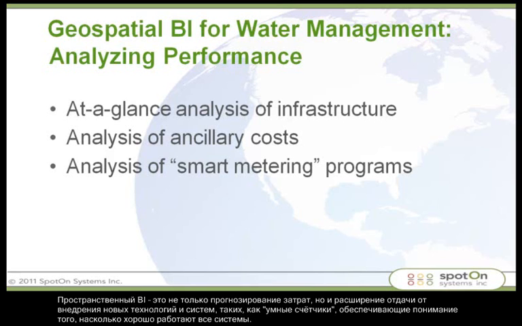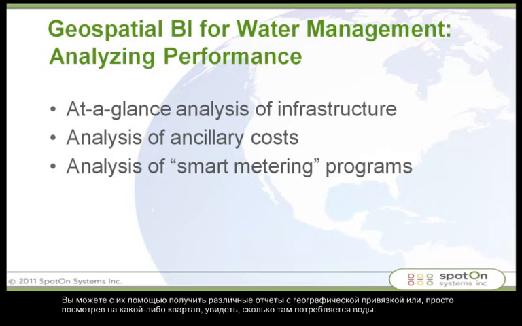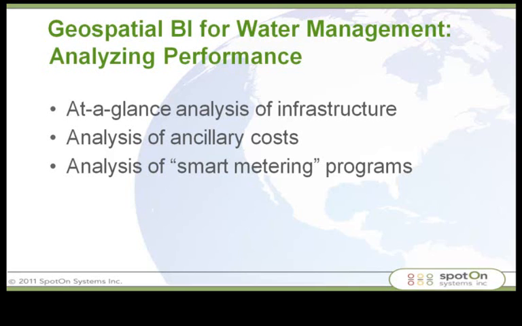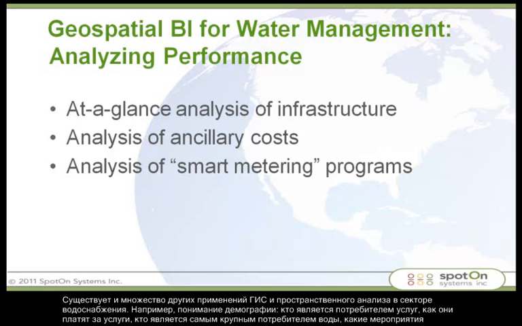So that's the analysis of the ancillary costs. There's also the potential analysis of new initiatives like smart metering. How well is it working? You could even think of scenarios where you could expose the reports geospatially, where somebody could go into their neighborhood and actually view their own consumption of water via the meter, and see where and when and how they're consuming water. Of course, there are lots of other areas in smarter water that we're not going to cover today.